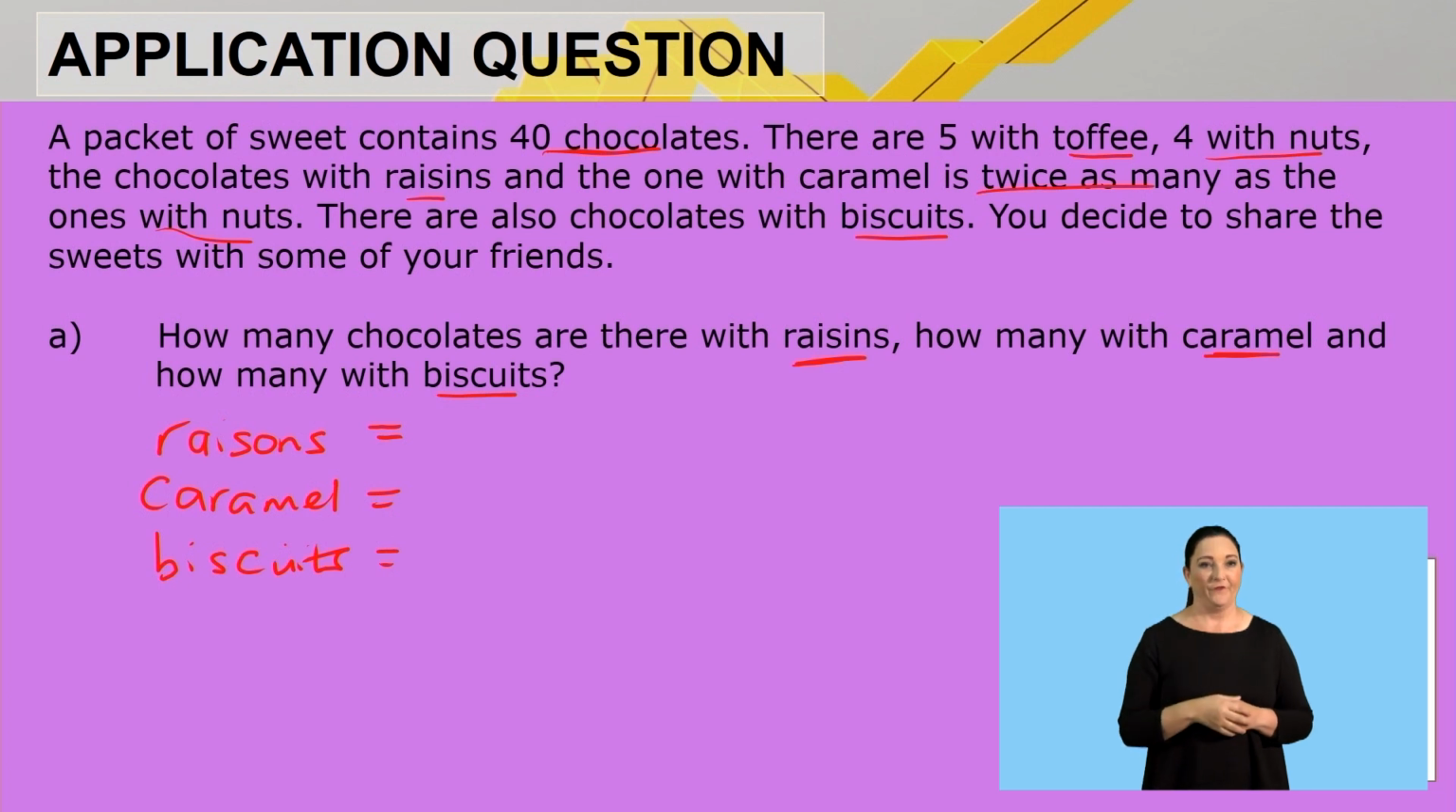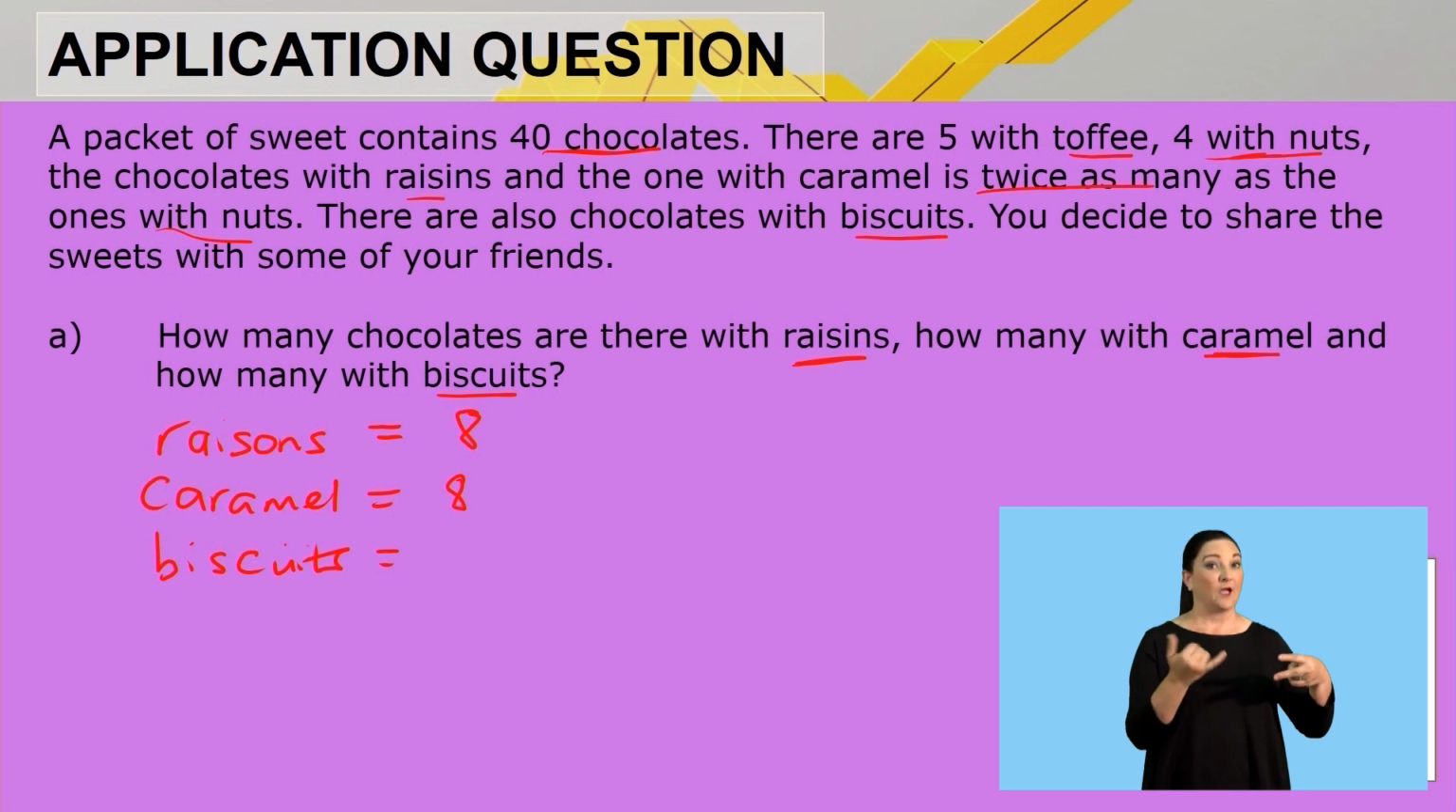And I want you to follow with me because there's quite a lot of info given to us. Now, first up, it says here, there are 5 with toffee that we know, 4 with nuts that we know. Then the chocolates with raisins and the ones with caramel, so the first 2 we are looking for here, is twice as many as the ones with nuts. So there's the ones with nuts, 4. If that is twice as many, raisins will be 8, and caramel will also be 8. Guys, I hope that's clear to you because it's twice as many as the ones with nuts.